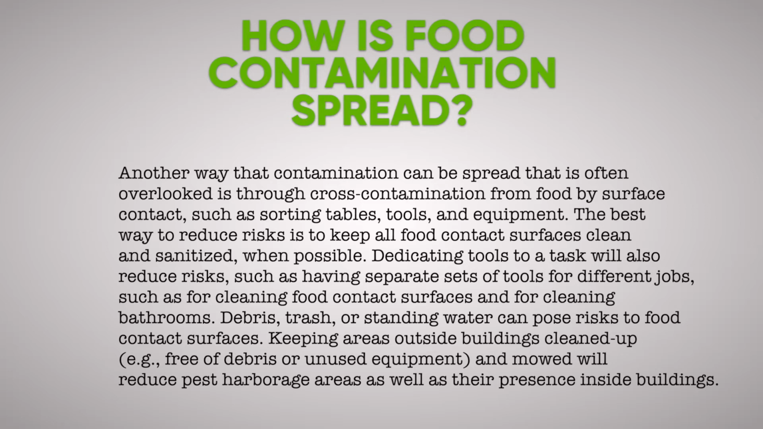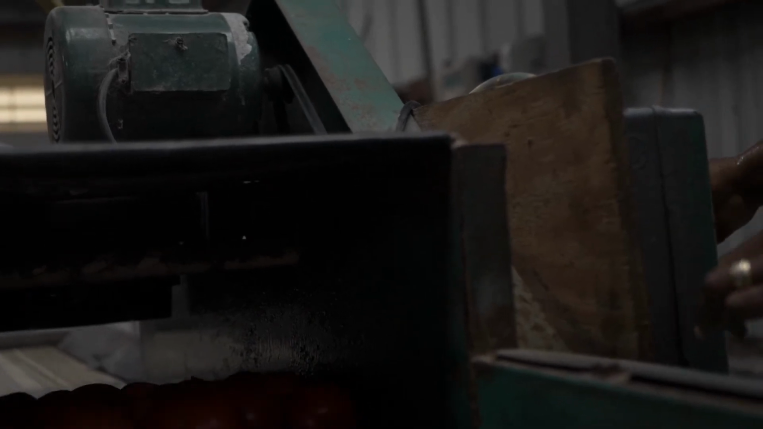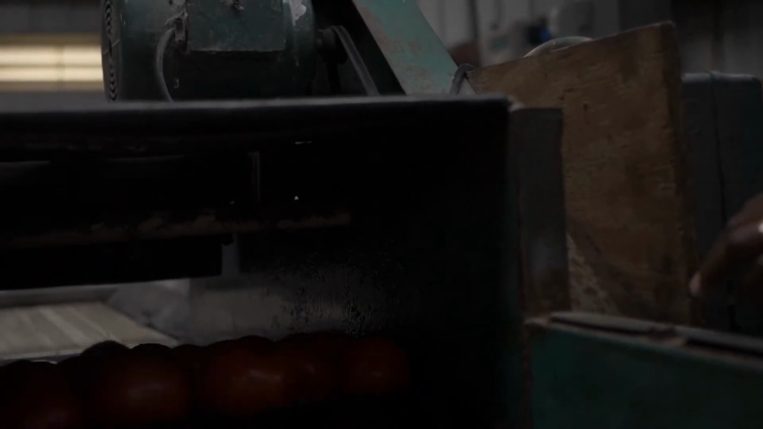Debris, trash, or standing water can pose risks to food contact surfaces. Keeping areas outside buildings clean, free of debris or unused equipment, and also free of any overgrown areas will reduce pest harborage areas as well as their presence inside buildings. More details about reducing risk posed by buildings, equipment, and tools will be covered in Unit 6, Produce Quality Management.